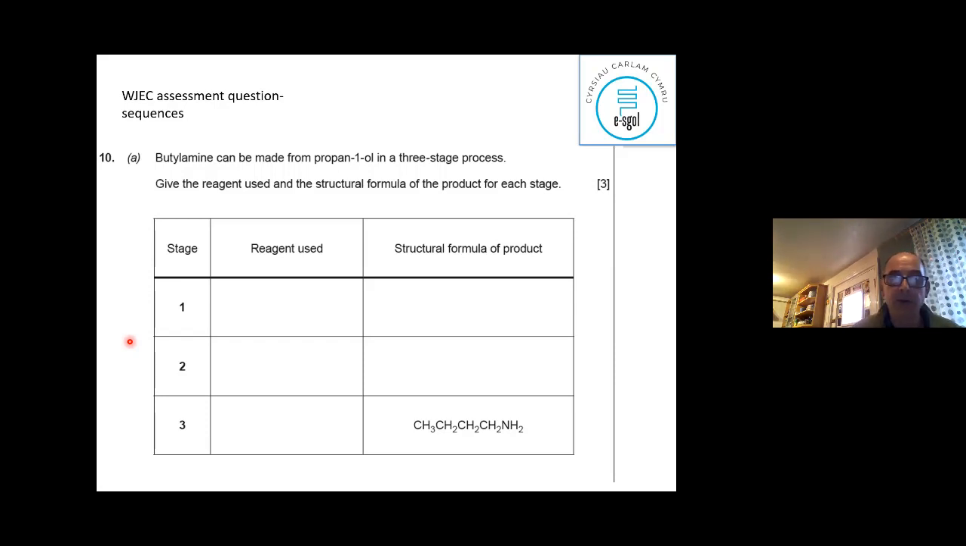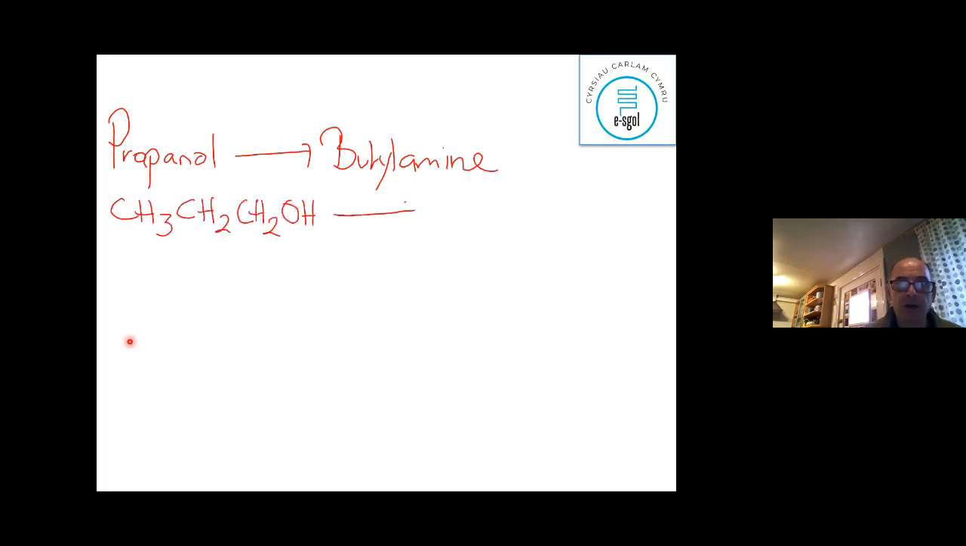Butylamine can be made from propan-1-ol in a 3-stage process. Give the reagent used and the structural formula of the product for each stage. So there's the question that was put in the assessment. And we'll just have a look. We start with propanol to butylamine.